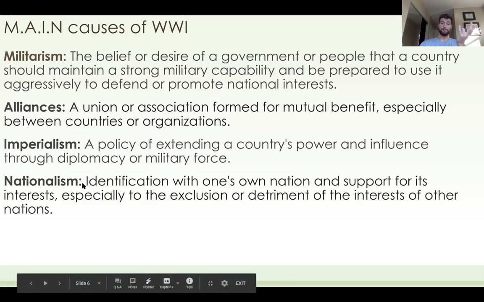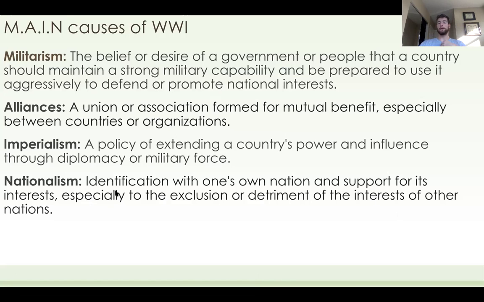And then we have nationalism. This is the identification with one's own nation and support for its interests, especially to the exclusion or detriment of the interests of other nations. This plays in with the other causes, militarism, alliances and imperialism, but it's about being proud to be, say, a German, a French, a Russian, right? We have the best military. We have the biggest empire. We have the best navy. We have the best economy. Trying to be super nationalist and proud of your country, so much so that you don't really care about anyone else's country, including your neighbors.